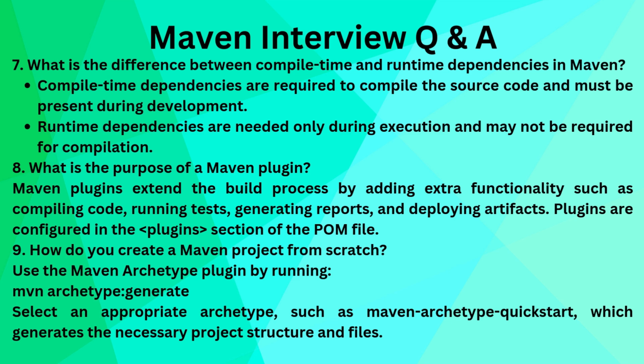How do you create a Maven project from scratch? To create a new Maven project, use the Maven archetype plugin. Run the command mvn archetype:generate. Select an appropriate archetype, such as maven-archetype-quickstart. Maven will then generate the project structure and necessary files.